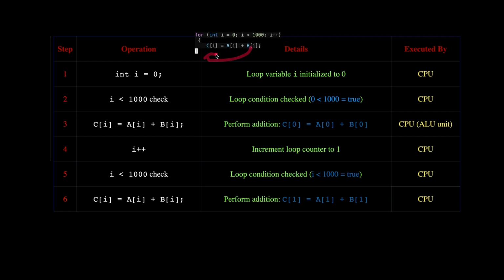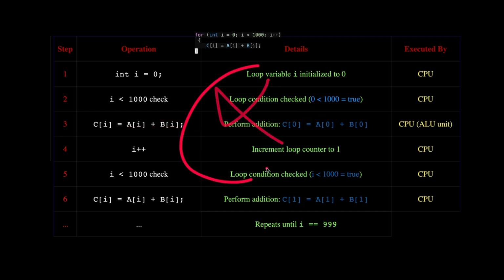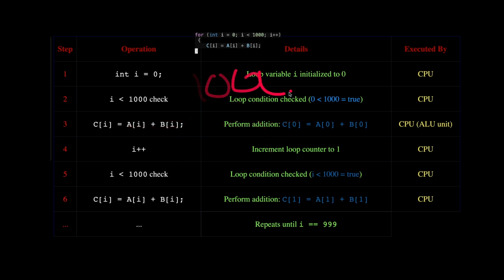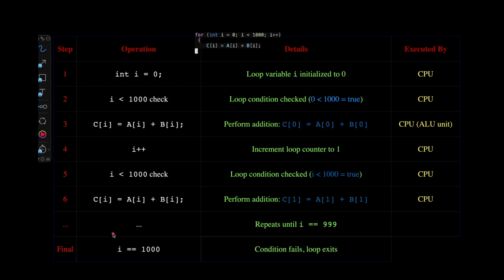This way it will continue till 999, till i becomes 999, the last element of this array. After that, the increment will happen and i will become 1000. The check 1000 less than 1000 is not possible, because 1000 is equal to 1000. So the loop condition will become false, and our code will come out of the loop.